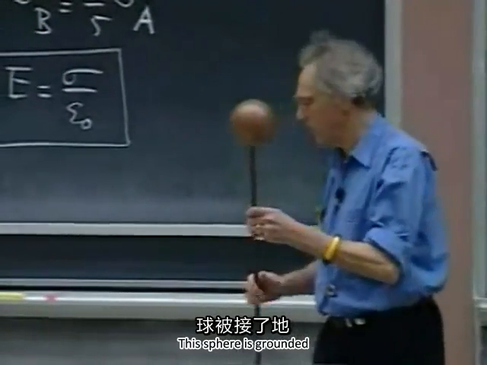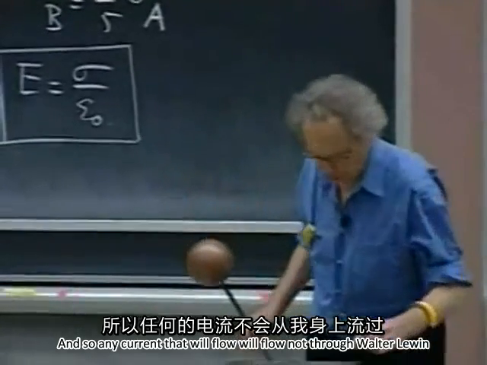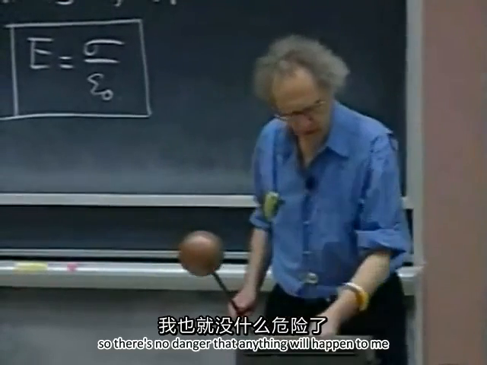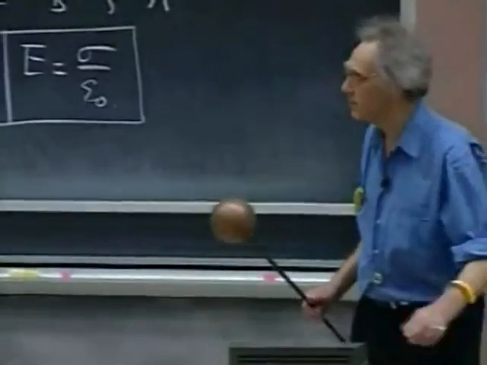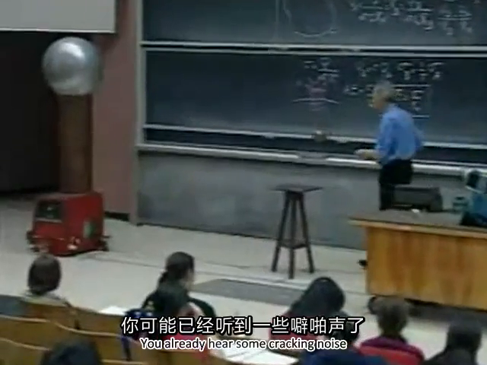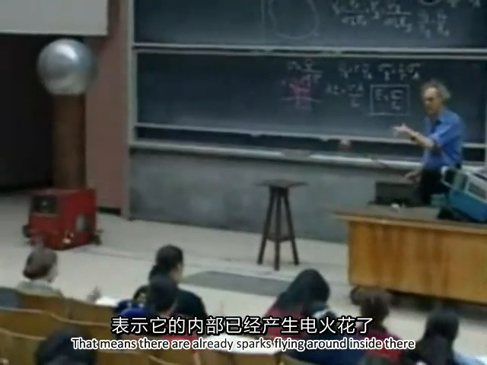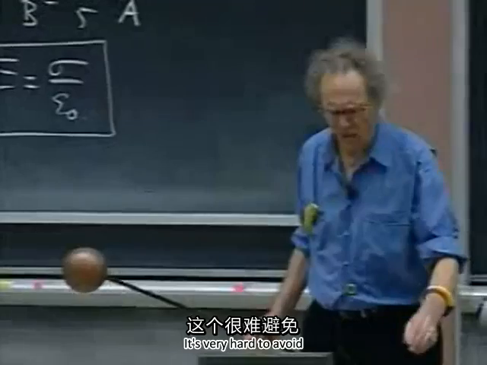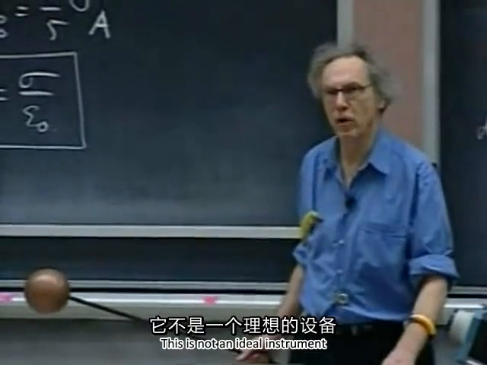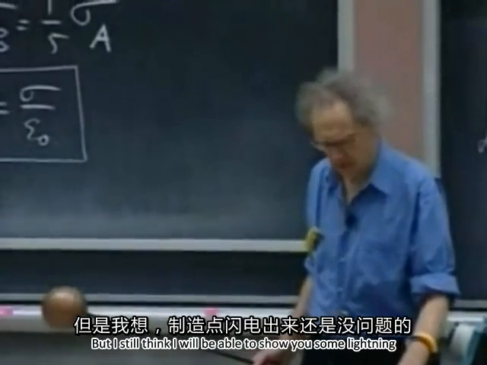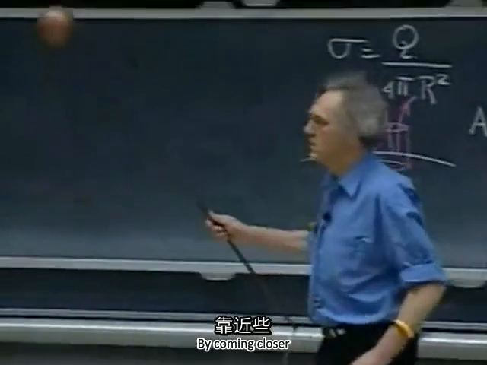The sphere is grounded, and so any current that will flow not through Walter Lewin, but will go through the ground. So there's no danger that anything will happen to me, at least not yet. You already hear some cracking noise. That means there are already sparks flying around inside there. It's very hard to avoid. There are always some sharp edges in there that we cannot remove. This is not an ideal instrument. But I still think I will be able to show you some lightning by coming closer.